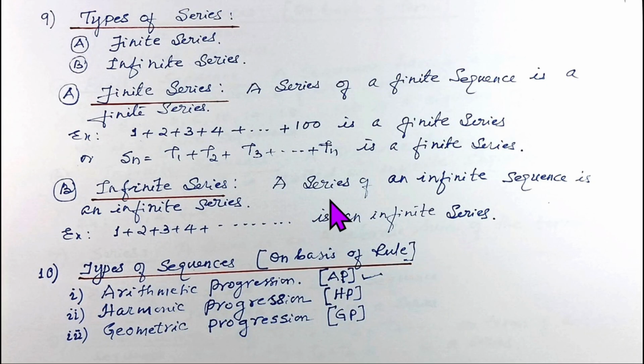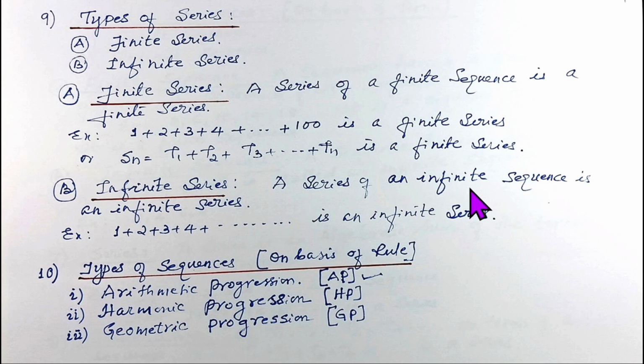Remember that. Again, as we had two types of sequences, we have got two types of series here: finite series and infinite series. Now, a finite series is a series of a finite sequence. That means the number of terms in a finite sequence is countable, and therefore the series is also a finite series. For example, 1 plus 2 plus 3 plus 4 plus so on to 100 is a finite series, and Sn is equal to t1 plus t2 plus t3 and so on to tn is a finite series.